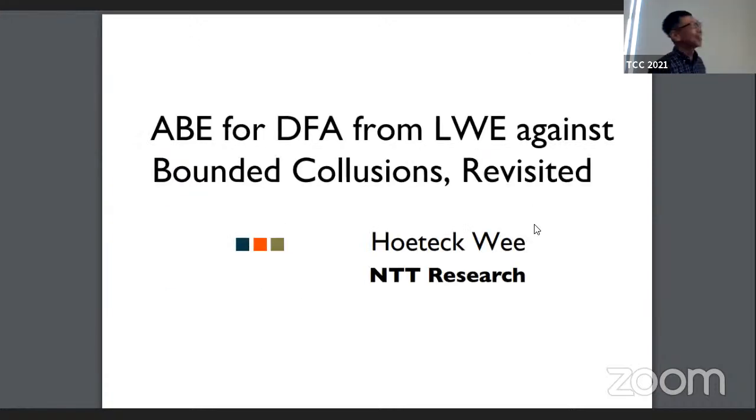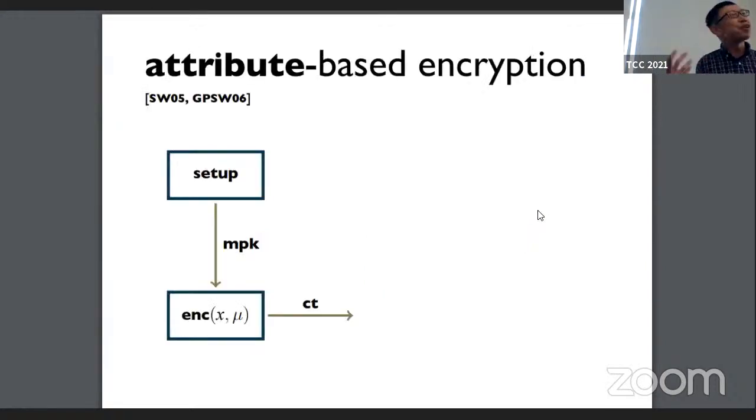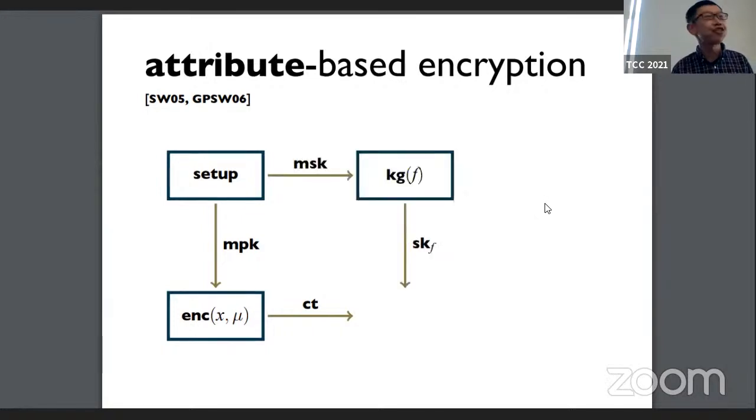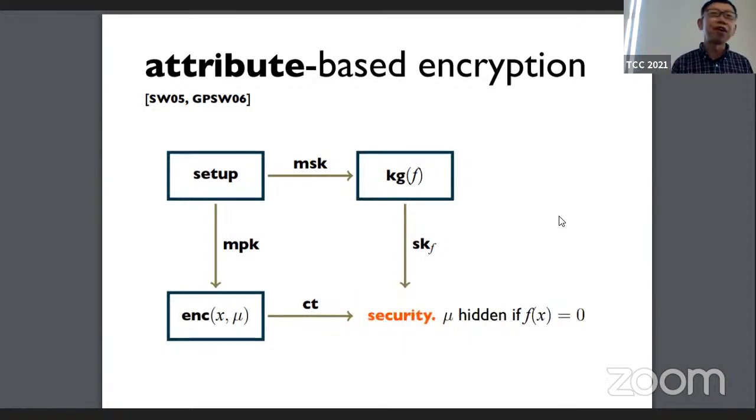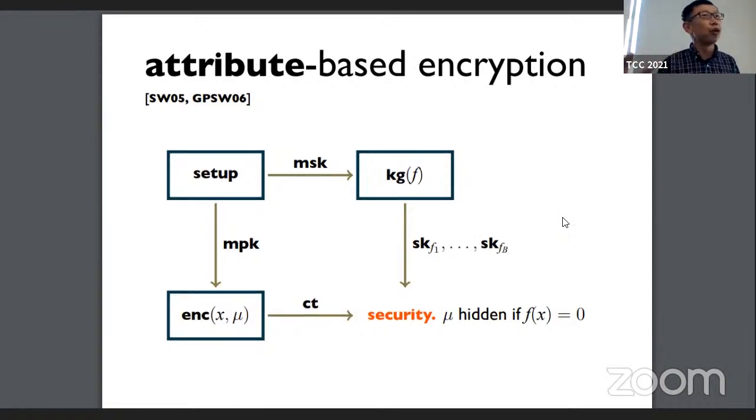Okay, great. All right, so let me start by talking about ABE, attribute-based encryption. In attribute-based encryption, you have a ciphertext associated with attribute X and a message mu, and secret keys are associated with functions. The basic correctness requirement is that you can decrypt and recover the message mu whenever f of x is equal to 1. And security says that if f of x is 0, the message mu should remain hidden. This should hold even in the presence of collusions, where the adversary may get hold of multiple secret keys for different functions, as long as they all correspond to 0.